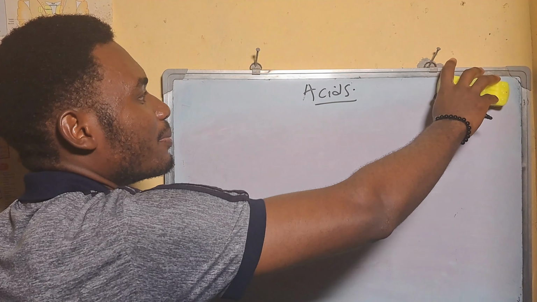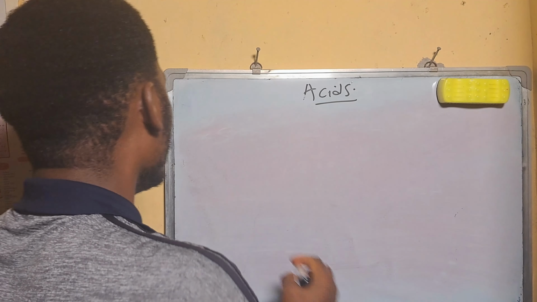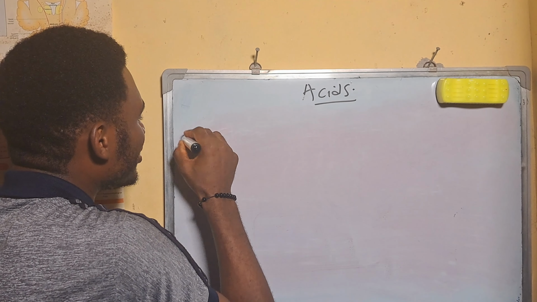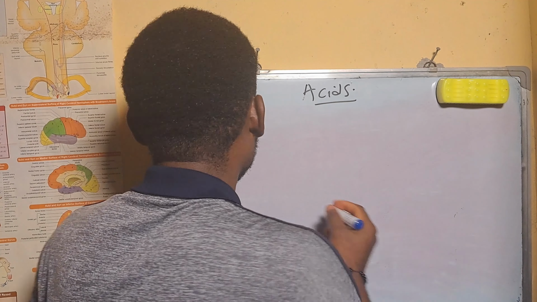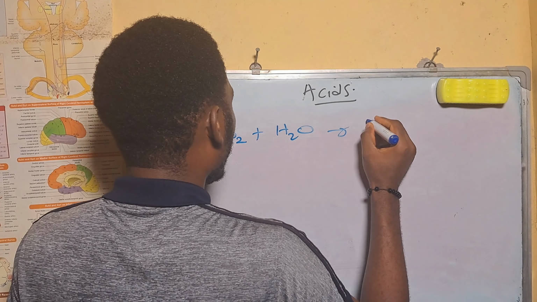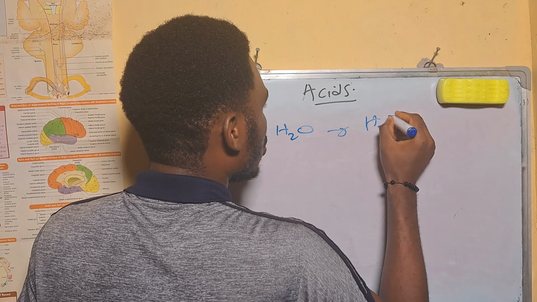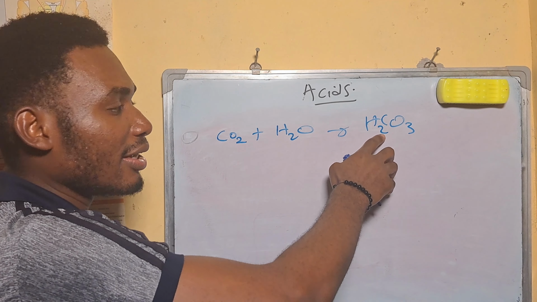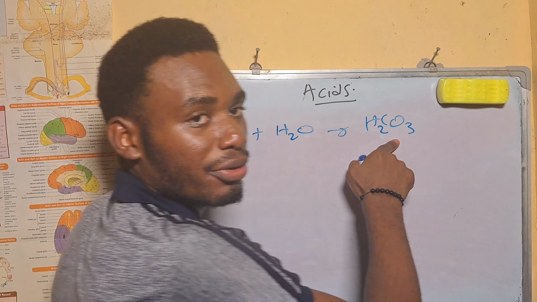How are acids prepared? How do you prepare acids in a lab setting? The number one way of forming acid is by reacting acid anhydrides with water, that is, dissolving acid anhydrides in water. Once you dissolve them in water, you form acids. For example, CO2 plus H2O forms H2CO3, trioxocarbonate acid.